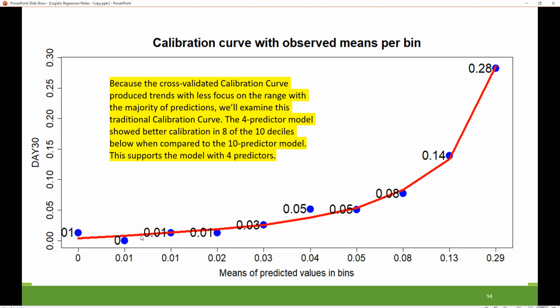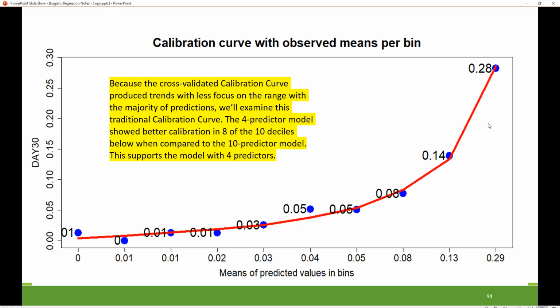With the 4 variable model, we see that these blue dots are closer to the red line than if we had the 10 variable model. If we had the calibration curve for that, some of these blue dots would appear further away than what we see in this graph here.